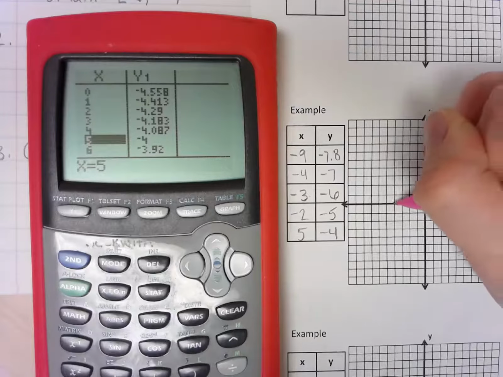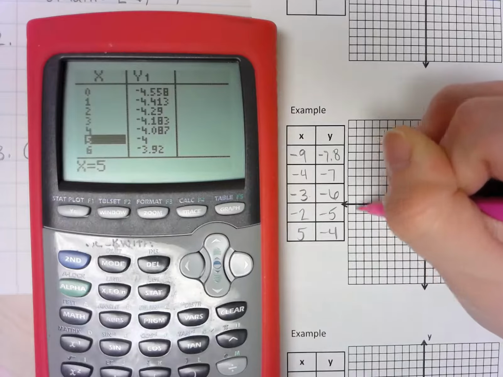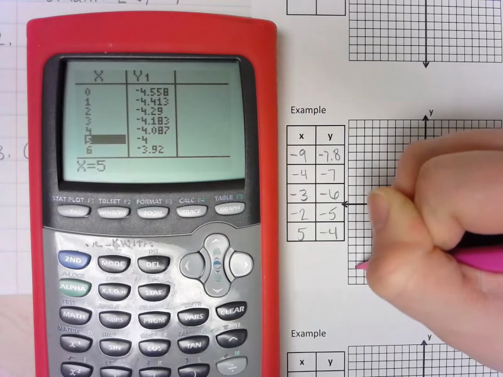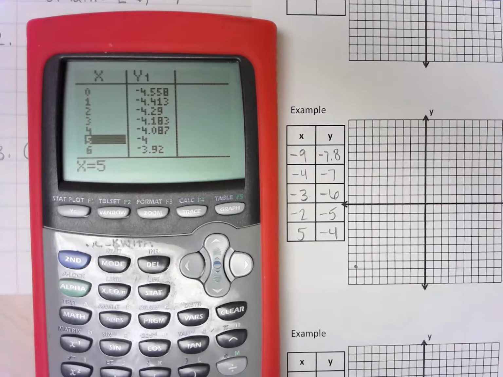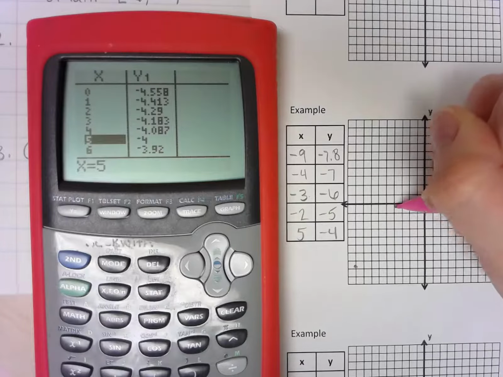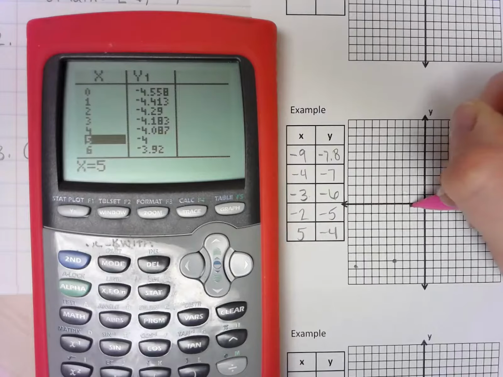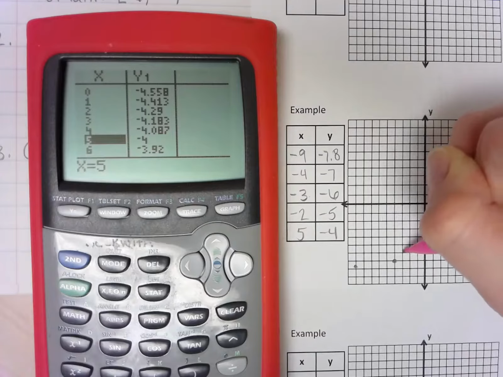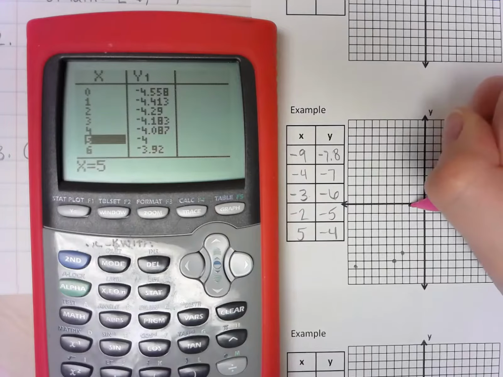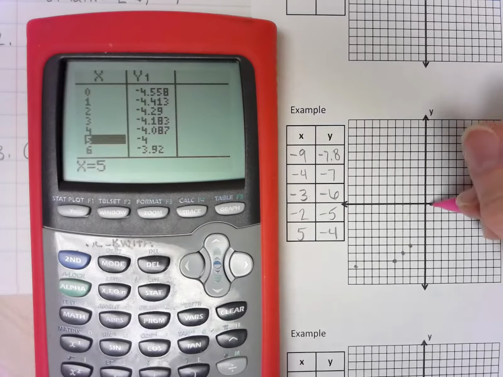1, 2, 3, 4, 5, 6, 7, 8, 9. We need to go down 7.8. 6, 7. 0.8 would be almost to 8, so not quite there. So there's -9, -7.8. So our next point, 1, 2, 3, 4, 5, 6, 7. And then 1, 2, 3, 4, 5, 6. And then -2, -5. And then finally 5, -4.